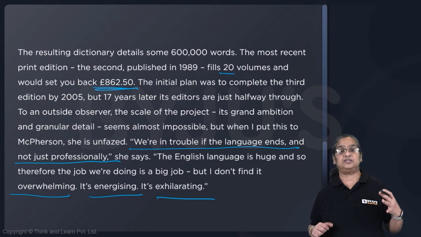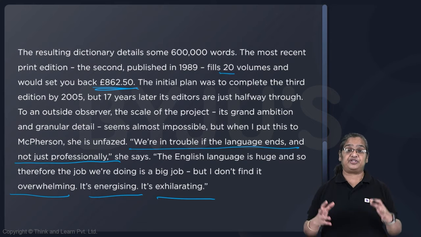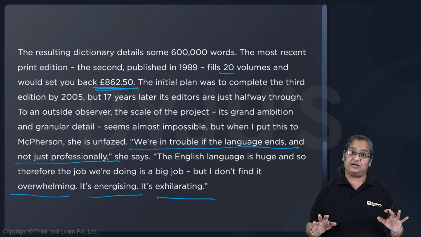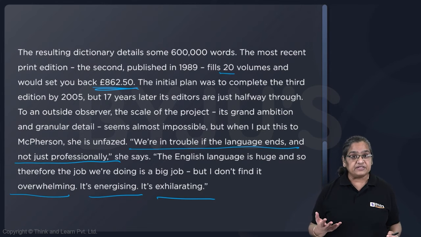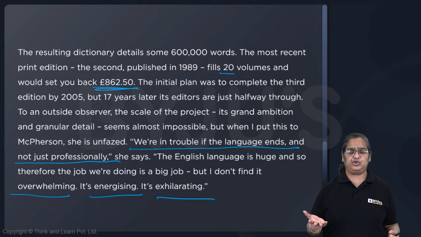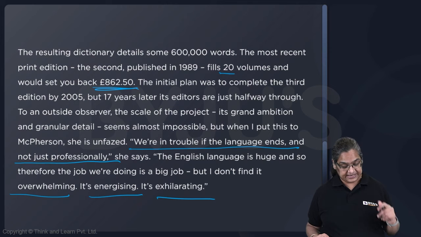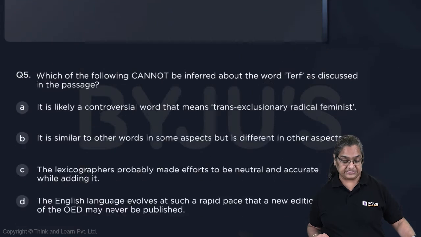Why is the task of compiling a dictionary with all or most of the current words and past words, with accuracy and neutrality, difficult? Because the language itself is huge. Therefore, the work is huge. And third, I don't find it overwhelming. It's energizing, it's exhilarating. This is what Fiona Macpherson said.